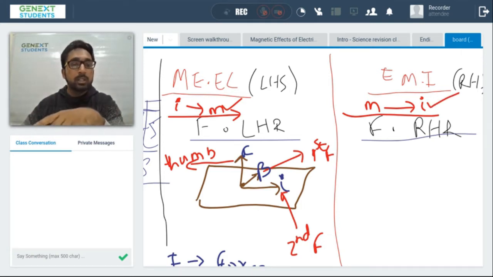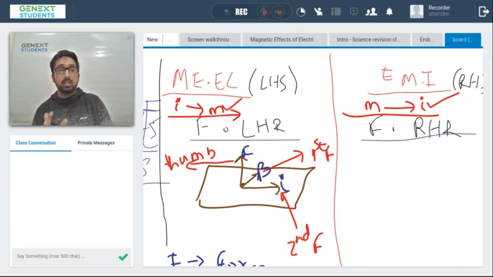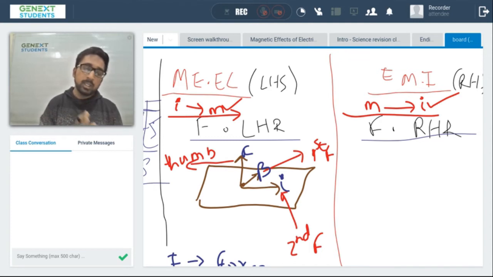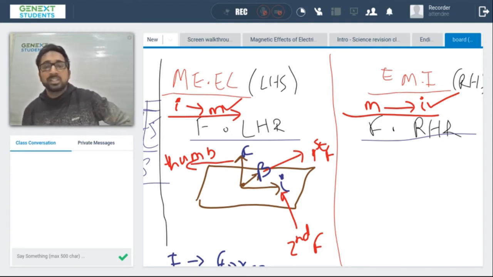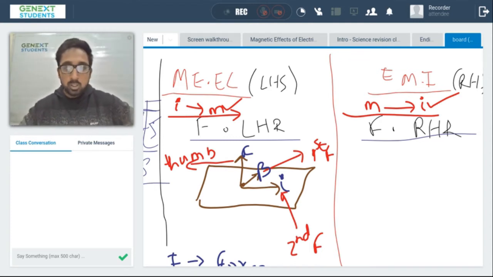Magnetic effects of electric current. So if I apply current, I'll get a magnetic field. If I apply magnetic field, I'll get a current in a conducting wire, a metallic conducting wire. So this is the basic difference between these two. All right, so let's come back to this part again.